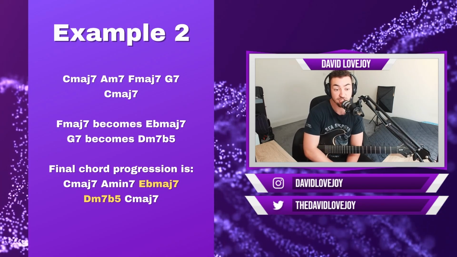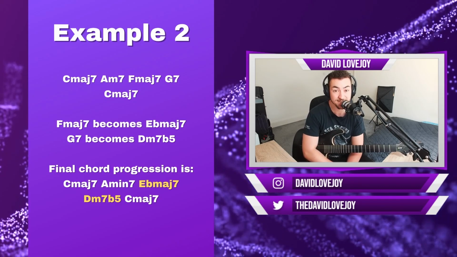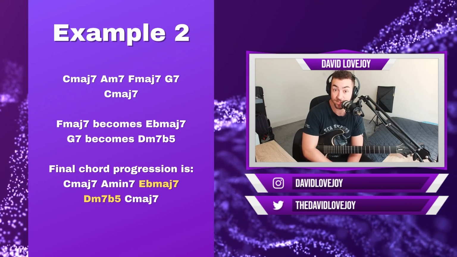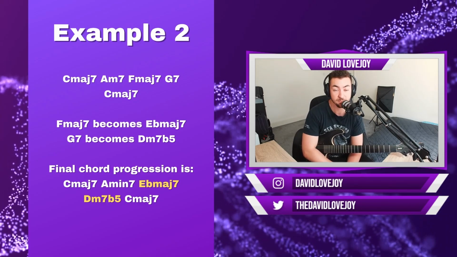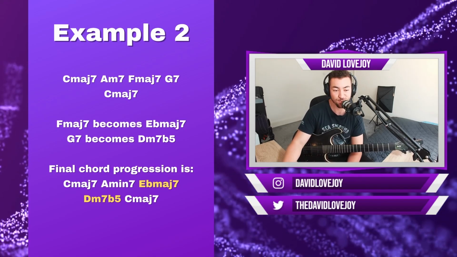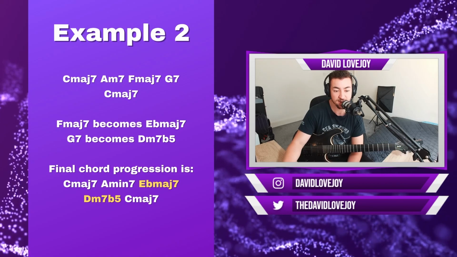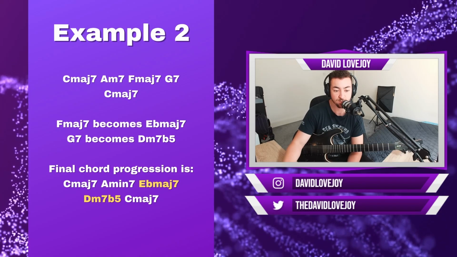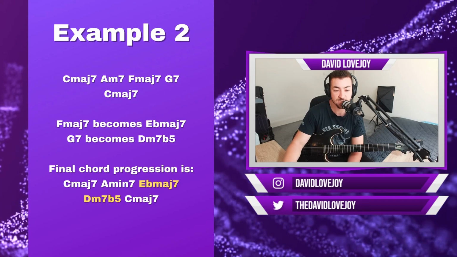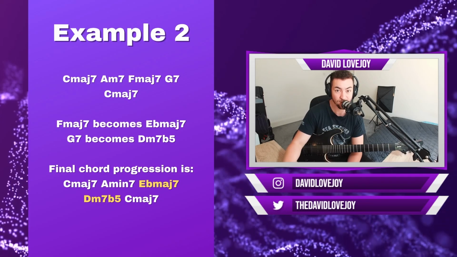Okay, then the G7 becomes a D minor 7 flat 5 when we change all the notes. Okay, you can try and work that out for yourself if you like, but believe me, it's right. So the final chord progression is C major 7, A minor 7, and then we've got the E flat major 7 and D minor 7 flat 5, which we've changed with negative harmony, and then we've got C major 7, which is the final chord. So why don't we take a listen to that chord progression?